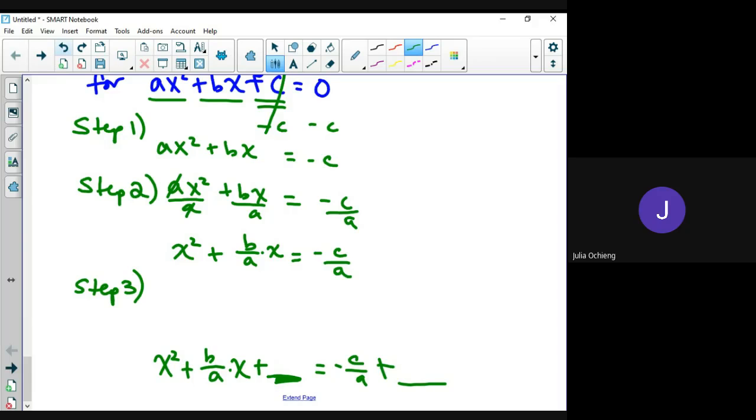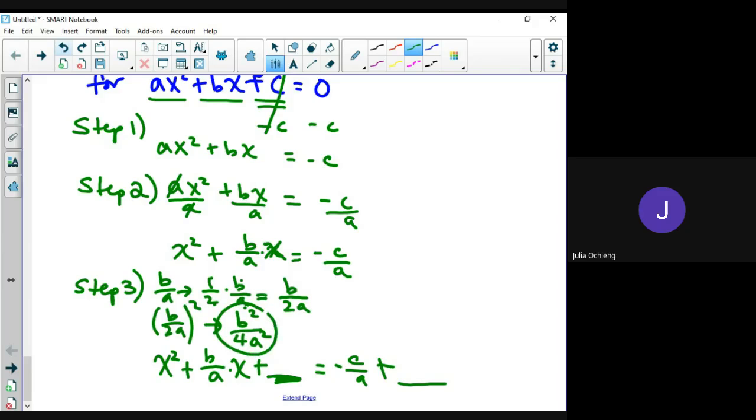So remember that to get this blank, you take the coefficient of x, so that's b over a, and you take half of it. So step 1, take half, 1/2 times b over a. See if you can figure out what that equals. It goes 1 times b is b, and on the bottom 2 times a is 2a. And then whatever that is, you're going to square it. So you're going to square the numerator, b squared, and you're going to square the number and the variable in the denominator. So 2 squared is 4, a squared. This is the number you're going to add to both sides of the equation.